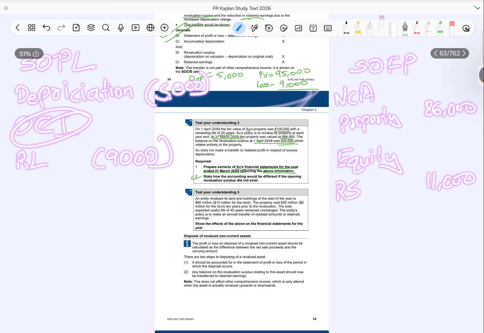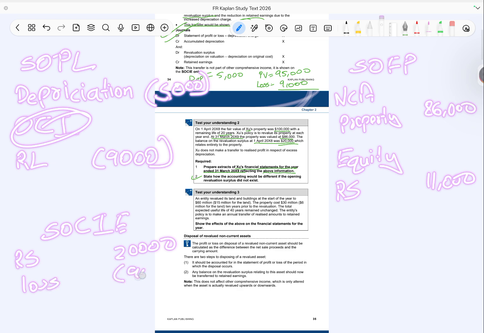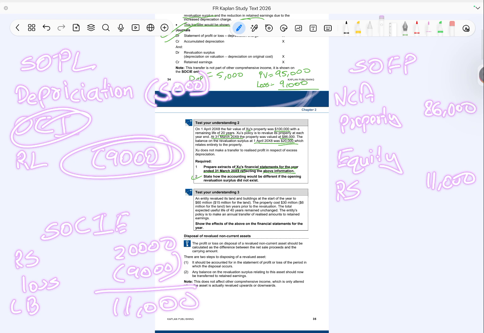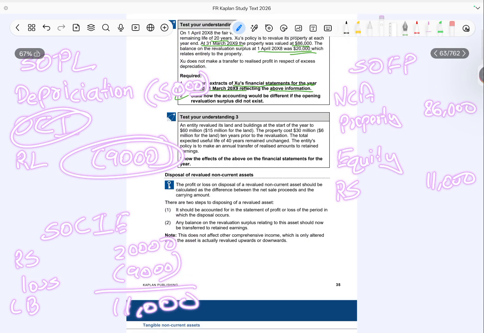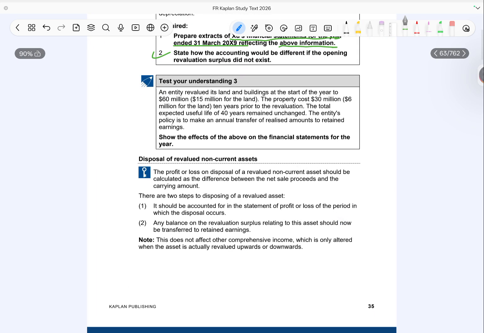And the last part which we have is our statement of changes in equity. It's very easy. Our opening balance of revaluation surplus was 20,000. Now we just have a loss to account for, which is 9,000, and our closing balance would be 11,000, and that's it. You just have to account this 9,000 in all 3 of your statements, and that's it, done. So I guess you can solve Test Your Understanding like that, and if you have any doubts, please feel free to comment down.